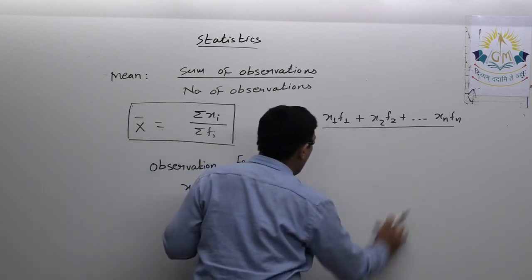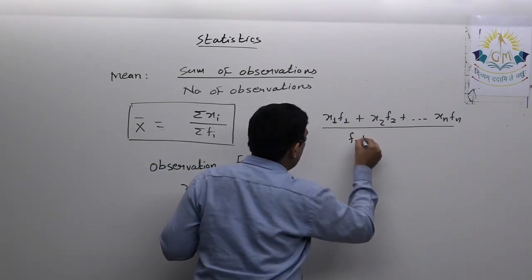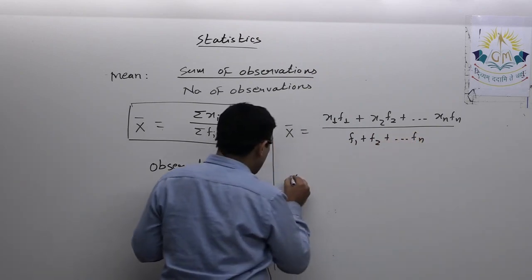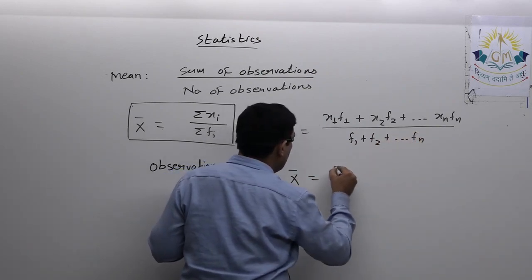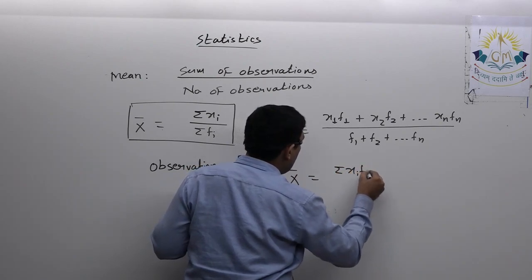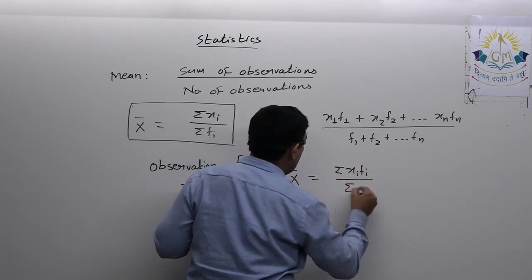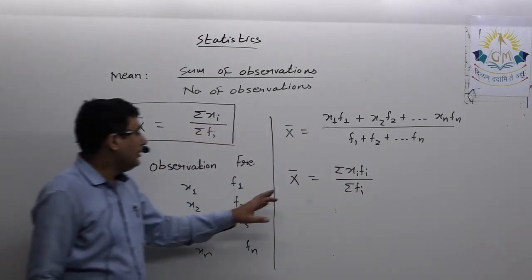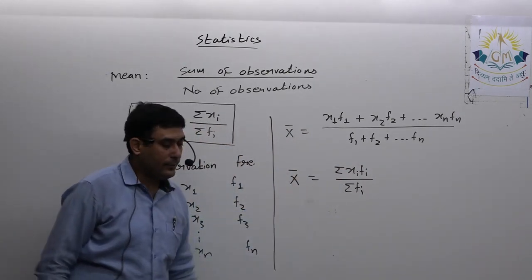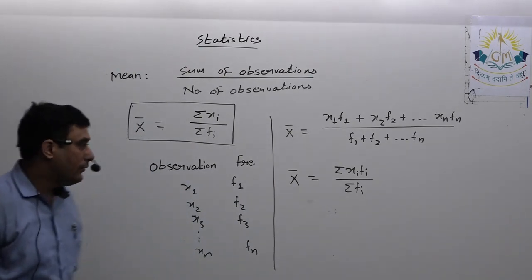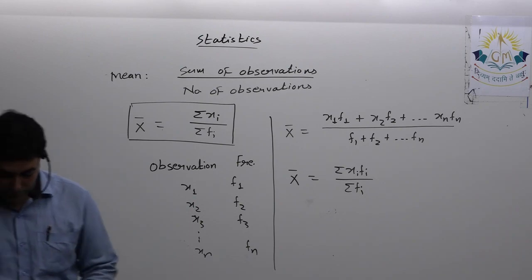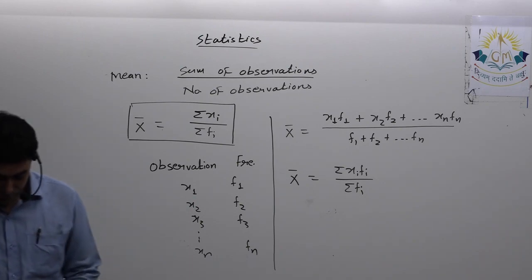That means the sum of all the frequencies, that is f1 plus f2 up to fn. So in other words, I write sigma xi fi upon sigma fi. Okay, so the mean of observations can be obtained with this formula. Now there are some properties of mean. We'll see those properties of mean.